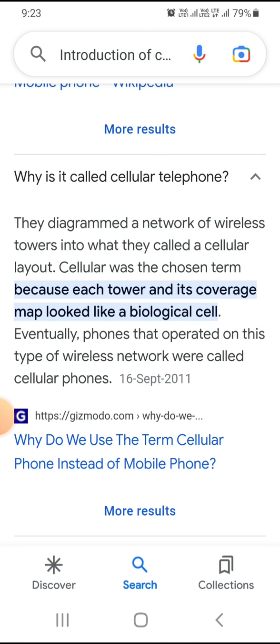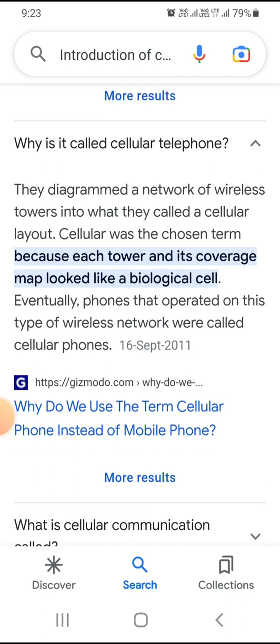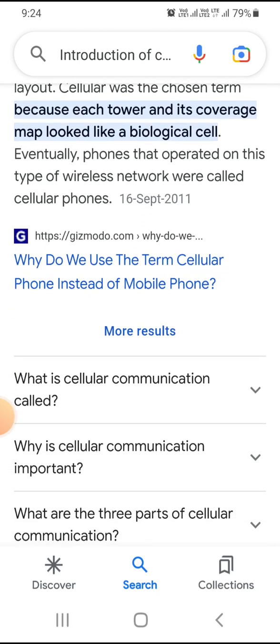Why is it called cellular telephony? They depicted the diagrammatic network of wireless towers as what they call a cellular layout. Cellular was the chosen term because each tower and its coverage map looked like a biological cell. Eventually, phones that operated on this type of wireless network were called cellular phones.